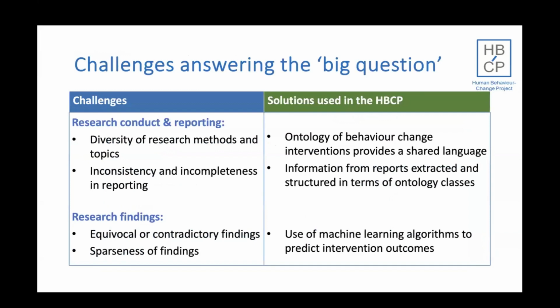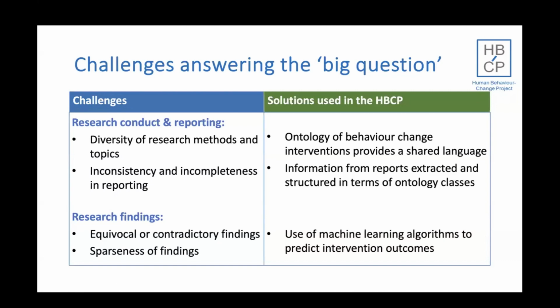So the challenges answering this kind of question on the left-hand side, one of our problems, in addition to often not having enough evidence, is that the research methods and topics are very diverse. We also have inconsistent and incomplete reporting of what we're doing. And then when it comes to the research findings, often we have equivocal or contradictory findings and often sparseness of findings. So those are our challenges.